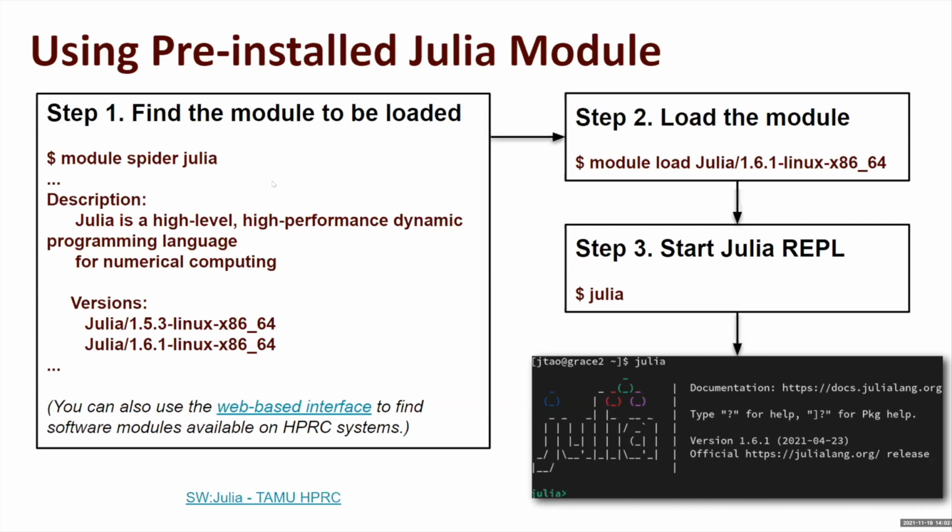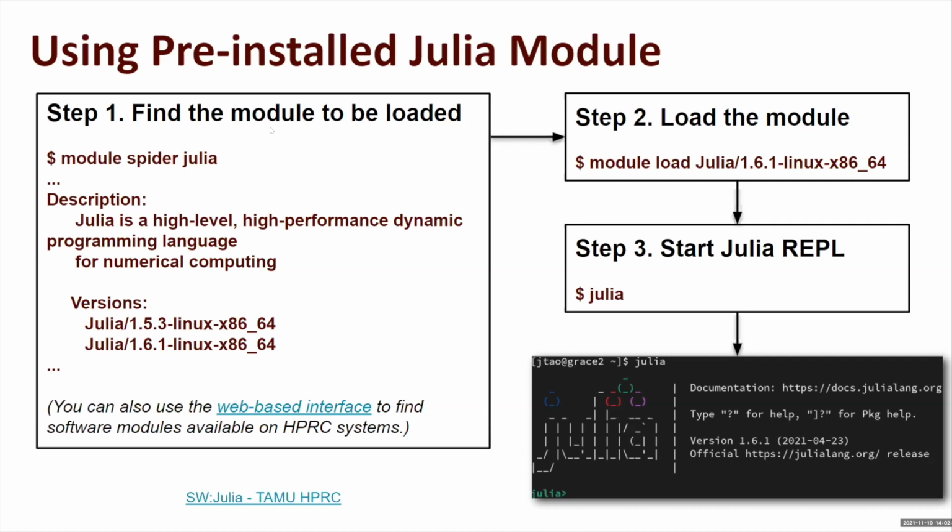So, after you get familiar with this, you can forget about step 1. You don't need to do the spider. You just do the module load. And also, if you don't type this /1.6.1, the system will automatically load the latest version of Julia for you. It works for Julia because we don't have so many modules for Julia.